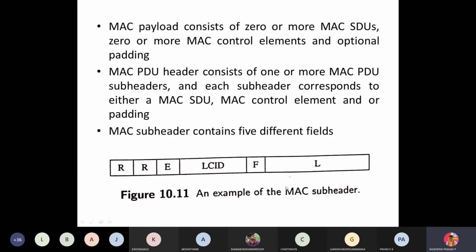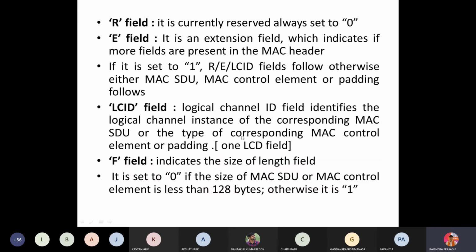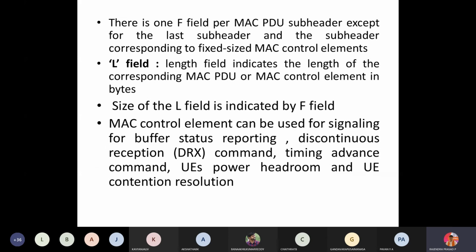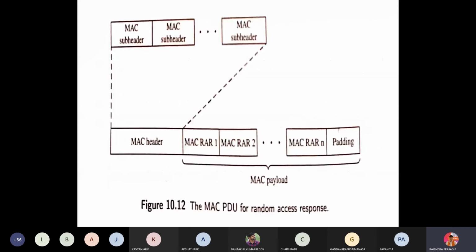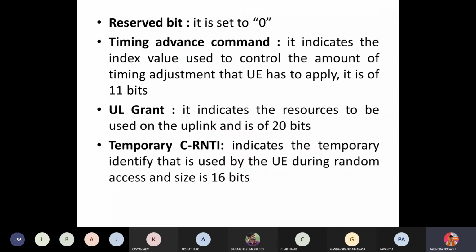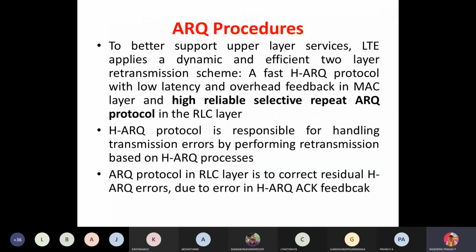An example of a MAC sublayer: you can see L value, F value, LCID value, E value and R value. That is the example. R bit is for the reserved bit, E is for the extension bit, LCID is for the logical channel ID value, F indicates the size of the field. If it is 0, it is 128 bit. If it is 1, then L is for the length, the size of the field. MAC control element is for the continuation part. This is a random access response part which you can observe here. So all those parts will be there.